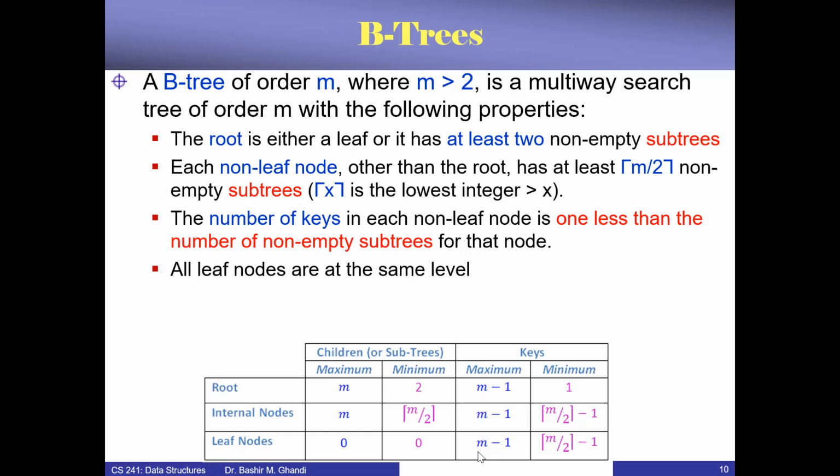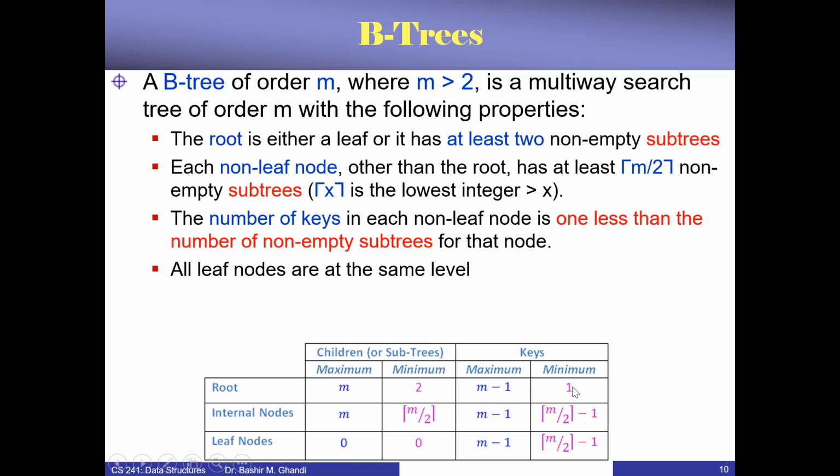What about the minimum? The minimum is the one you need to remember. For the root, the minimum subtrees is 2. You cannot have one subtree for the root. So the minimum subtrees is 2, and therefore the minimum key is 1. You can have 1 key in the root. Maybe this is the first element you are adding, so you can have 1 key, but this is only for the root.